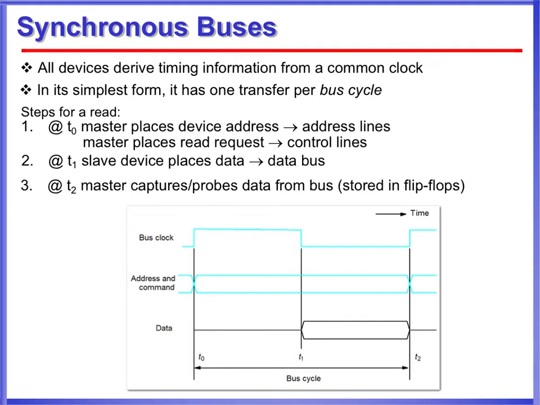So in its simplest form, most of the time the examples and the figures we're looking at are for a read instruction. So for instance, the processor is reading a value out of memory and bringing it into a general purpose register in the processor.